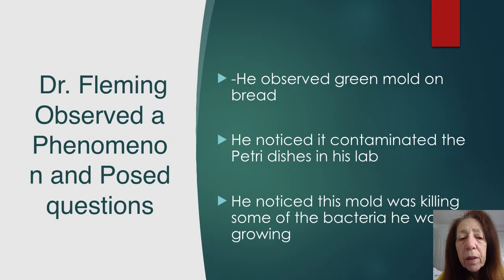With the scientific method, we observe something and then pose the question, which is exactly what Dr. Fleming did. He saw the mold on his bread. He noticed parts were contaminated in petri dishes, or special little dishes that you use for experiments. He noticed that some of the mold was killing bacteria, and in other areas, bacteria continued to grow. Observation, questions.